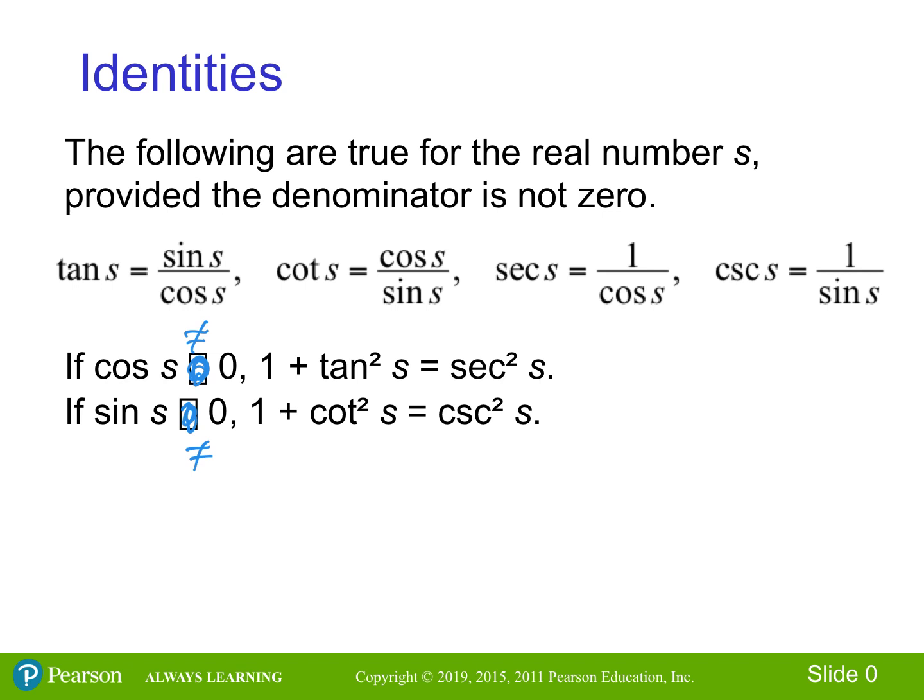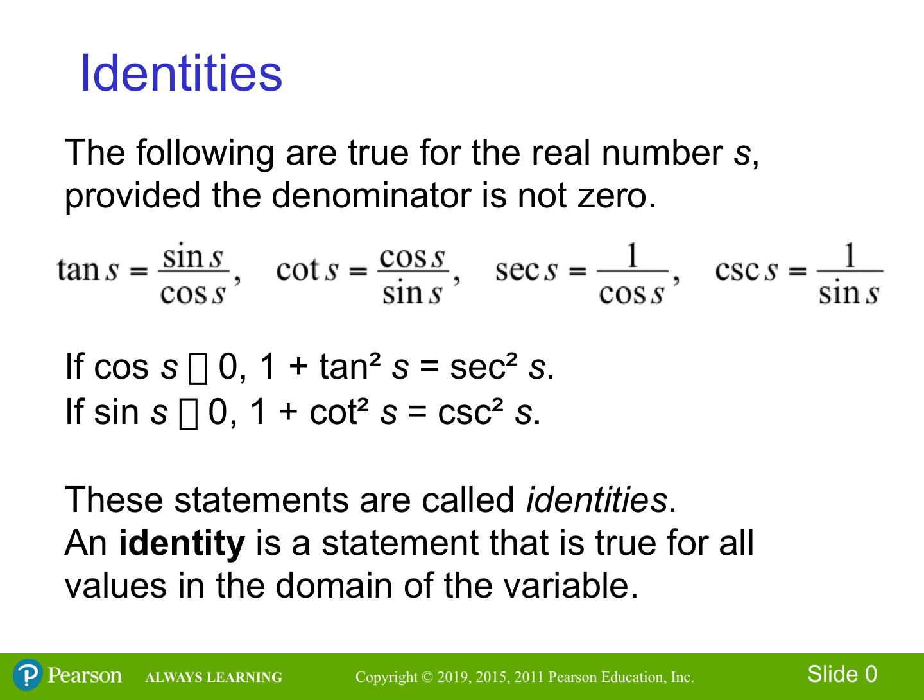We also have two identities that are going to be beneficial for you to know. These will be among the ones that I asked you to memorize. The first one is sine squared plus cosine squared equals 1. The next one says that if the cosine of s is not equal to 0, then 1 plus tan squared equals secant squared. And if sine s is not equal to 0, then 1 plus cotangent squared equals cosecant squared.